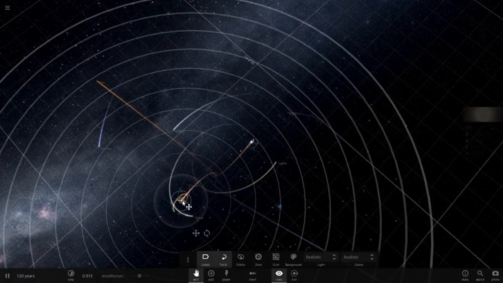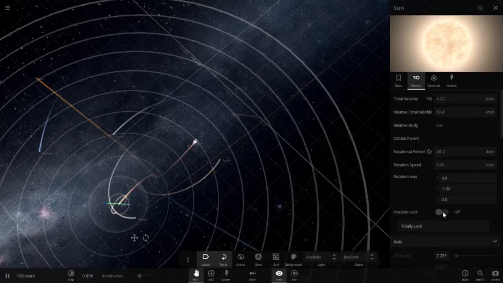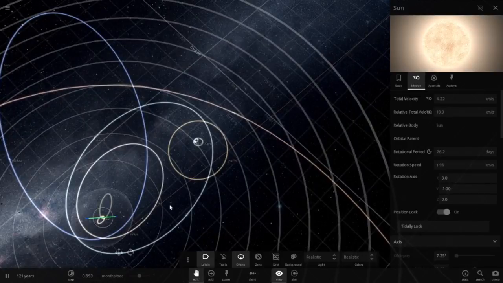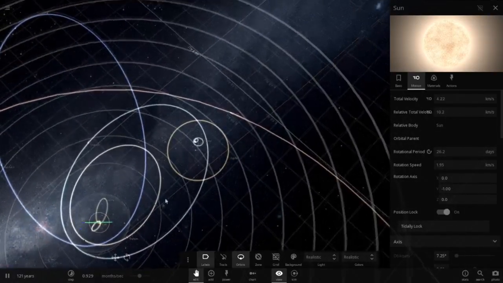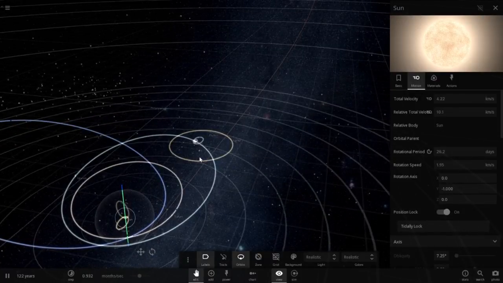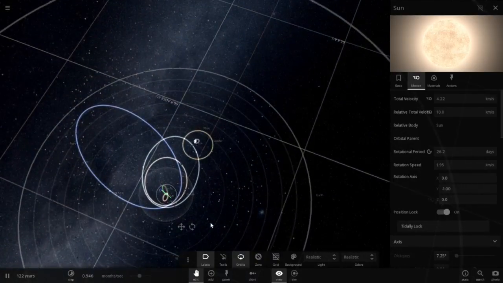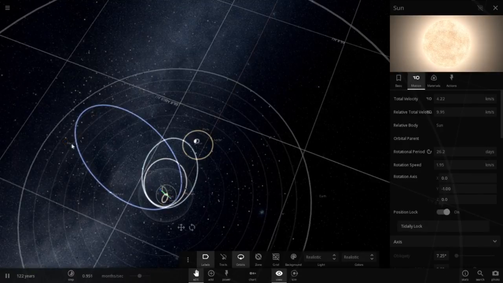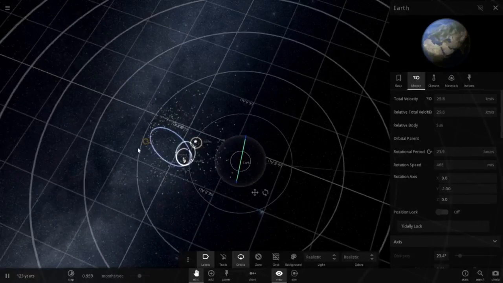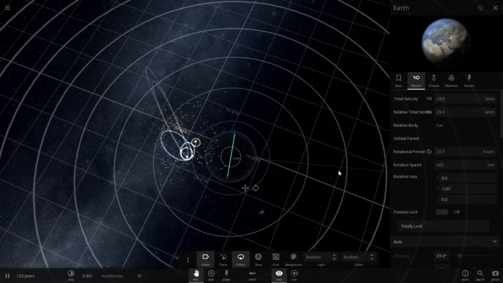Maybe it'll be better if we keep this sun, I think it's our sun, stable. So let's have position lock on it. Can I rewind? I don't think so. That'd be an interesting thing, but I have to store a lot of data. Yeah, where did Mars go? Oh yeah, Mars is there. Okay. Oh, here's Earth. Okay, Earth and Mars got flung out. The inner solar system was not safe.